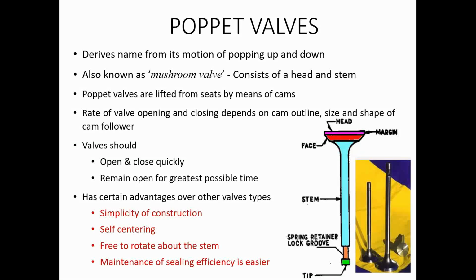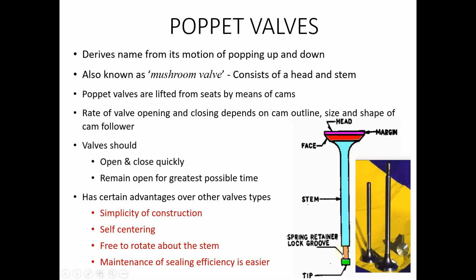Why are these poppet valves used in IC engines and why not any other type of valves? Because it has many advantages mentioned here. It is very simple in construction. These are the different parts mentioned. The flat portion with a larger diameter is known as the head. After the head, there is a small area cut out, that is the margin, and a conical face. And this conical face again reduces in diameter, and the reduced diameter is known as the stem.